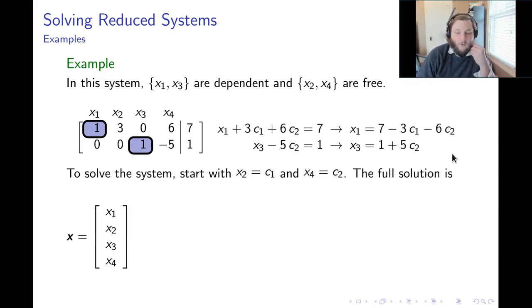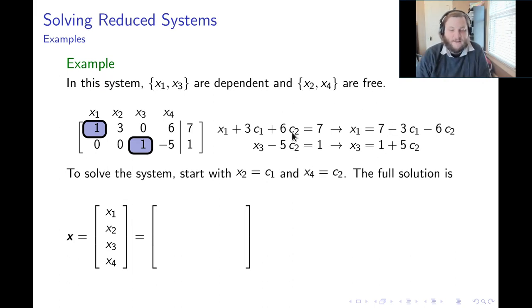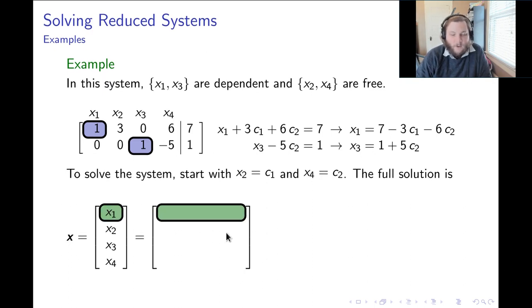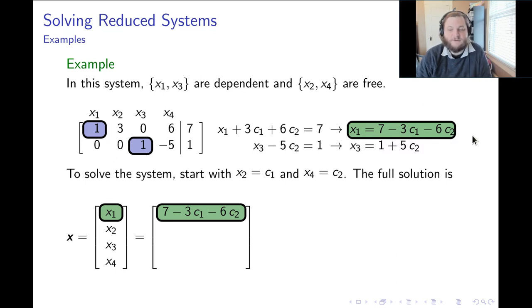So now we can write down the full solution. The full solution, x, will certainly have 4 coordinates, but we can't just arbitrarily fill this vector with 4 numbers because we might choose numbers that don't solve the system. Instead, what we can do is use the relations that we've developed throughout this process. So what is x1 equal to? Well, we just said that by solving for x1 in the first equation, x1 should be 7 - 3c1 - 6c2. So that's our expression for x1.